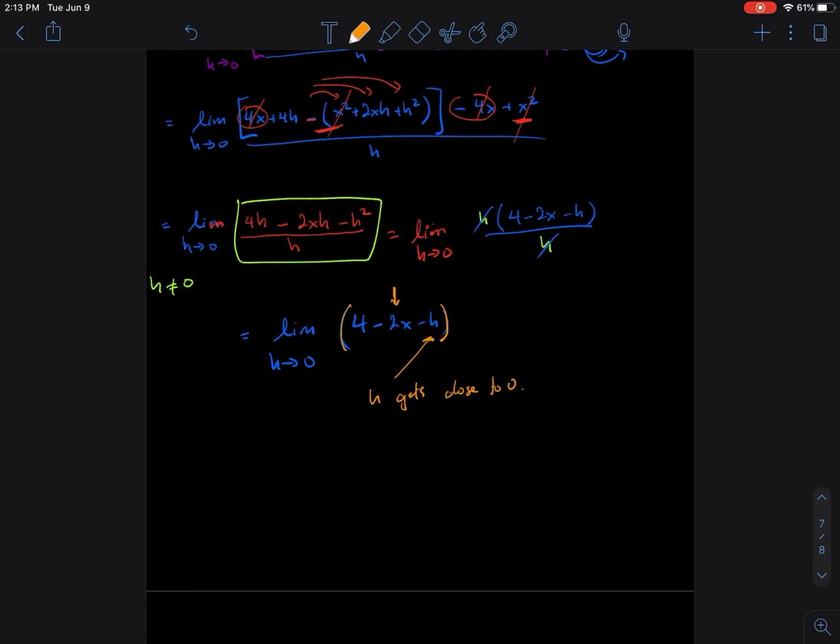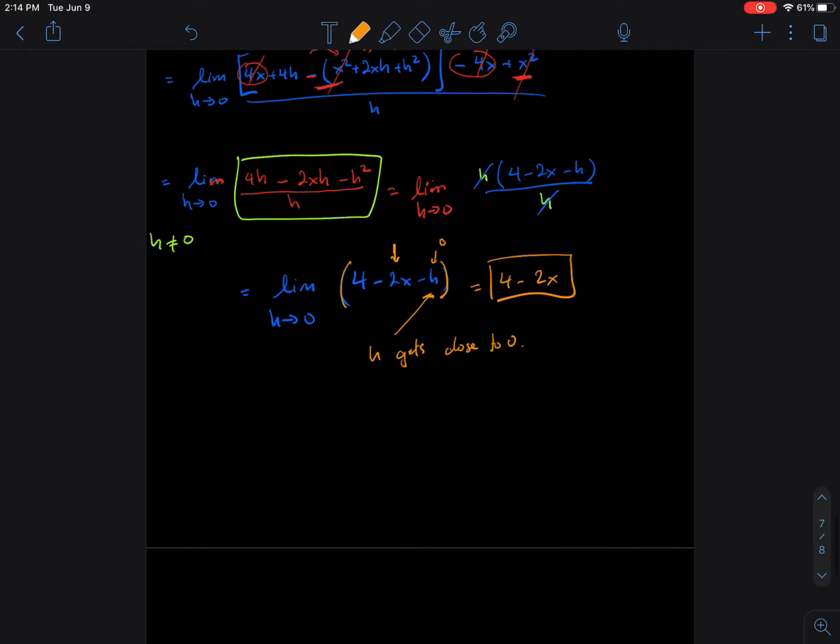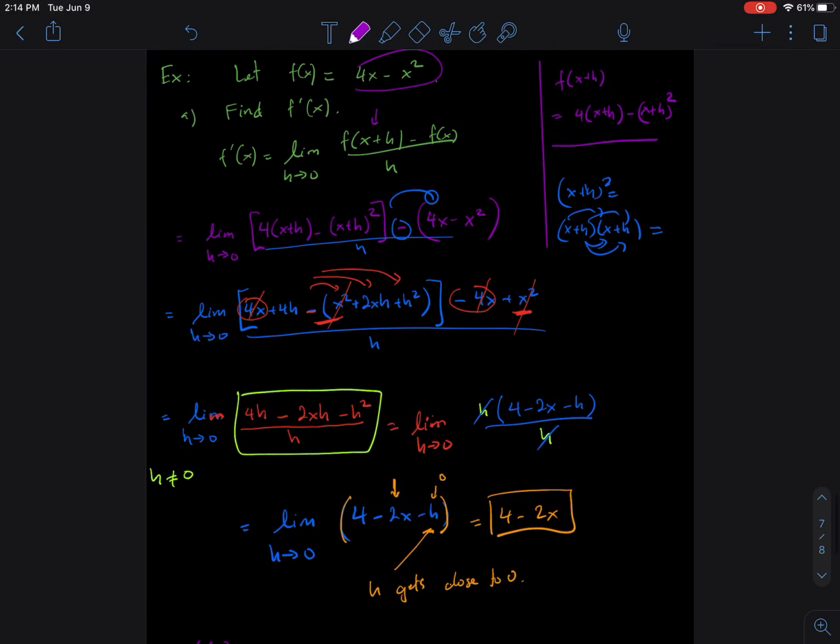Well, if we do that infinitely many times until h gets so arbitrarily close to 0, then the answer here is just going to be whatever the result of 4 minus 2x is. To make this easy, you can just think of this as plugging in 0 there, because this function, 4 minus 2x minus h, is a continuous function and is defined at h equals 0. So we can go ahead and plug in h there. But that is the derivative. So we say f prime of x is equal to 4 minus 2x. All that math to get f prime of x.